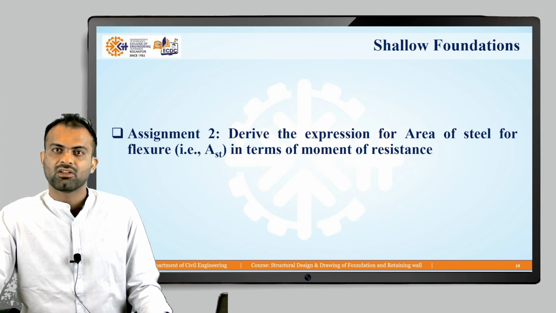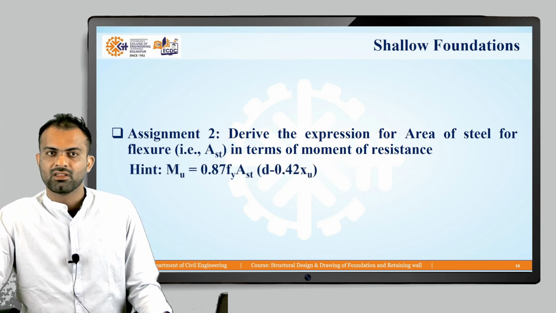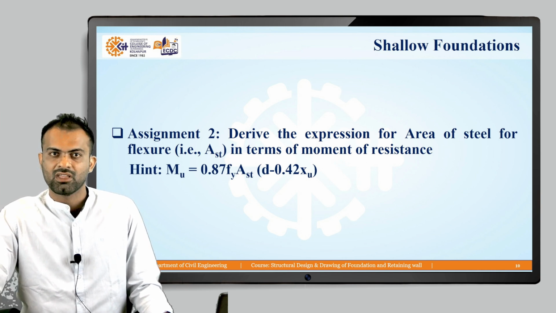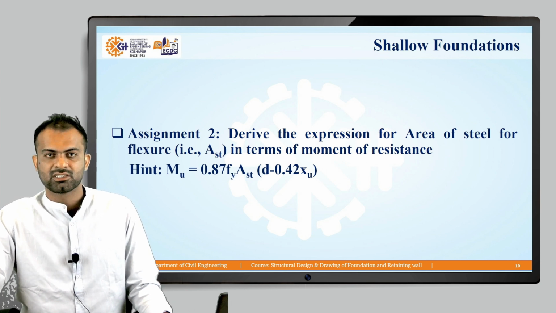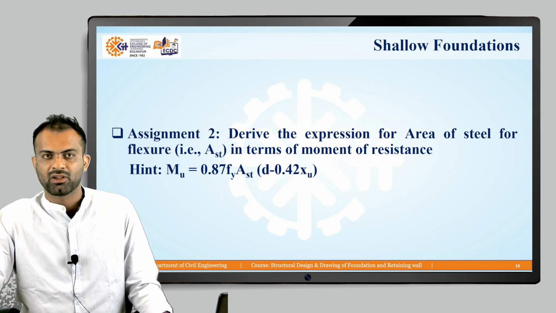Derive the expression for area of steel for flexure, that is Ast, in terms of moment of resistance. I am going to give you a hint. You already know the moment of resistance equals 0.87 fy Ast into d minus 0.42 xu. Here fy is constant. I need Ast in terms of moment of resistance, so you have to find Ast. d is the depth of the foundation or depth of the beam, whatever it may be. So the only unknown is xu.